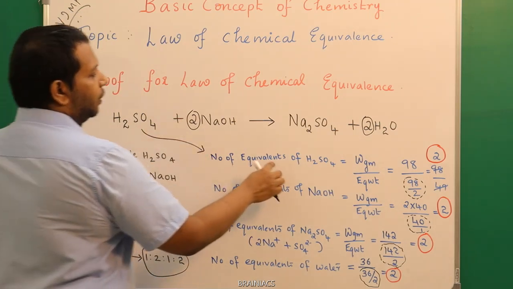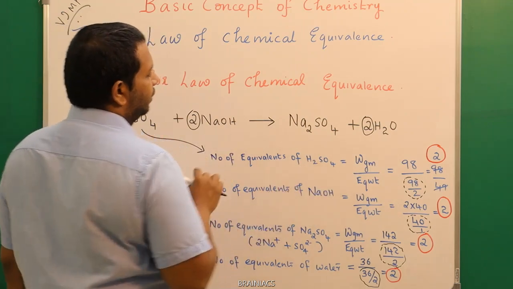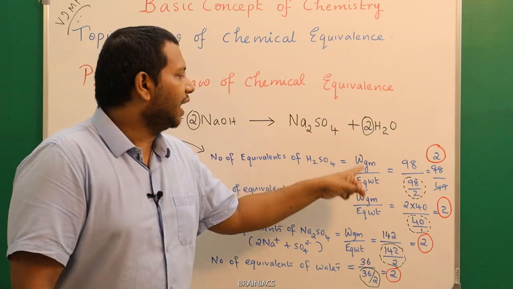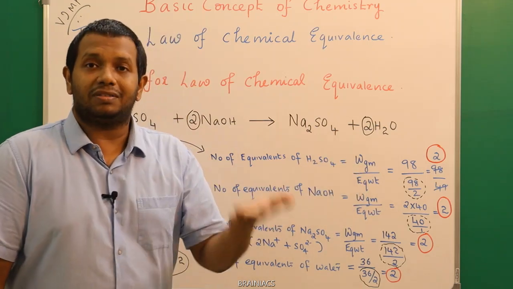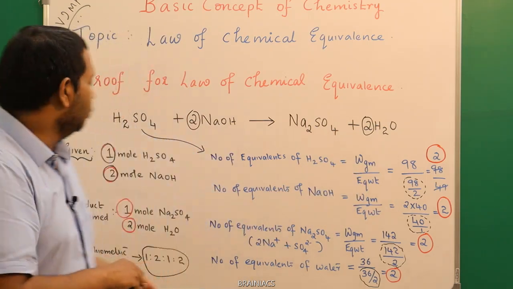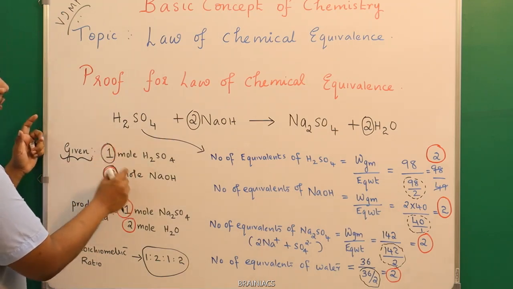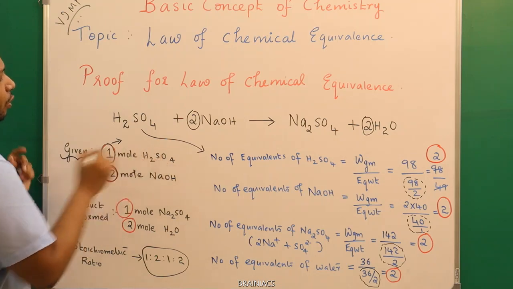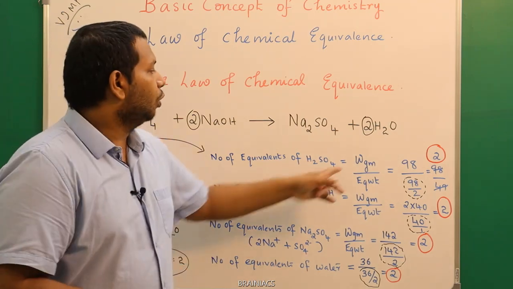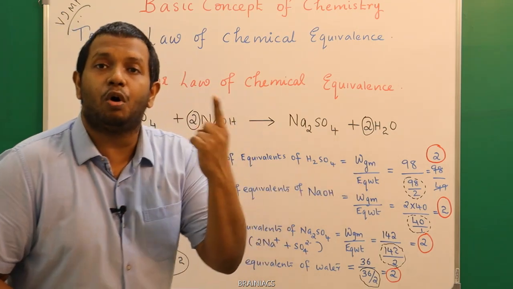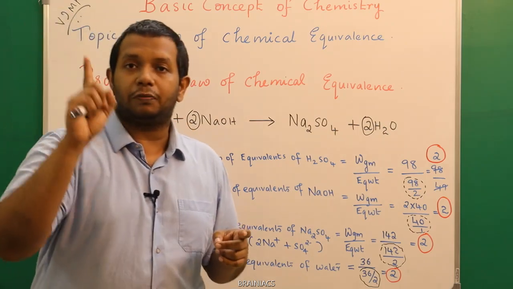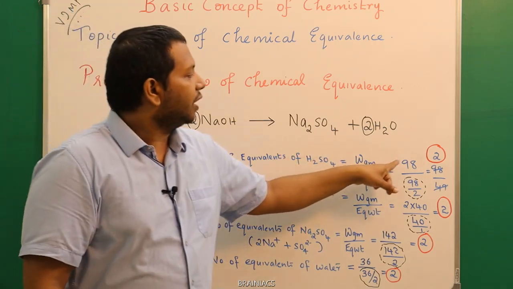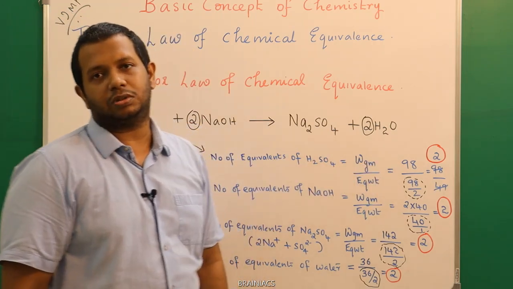The number of equivalents of H2SO4 is equal to, please remember the formula, weight in gram divided by equivalent weight. What is the weight in gram given to you for proceeding with the reaction? They have given you 1 mole of H2SO4. So what is the weight in gram of 1 mole of H2SO4? I know 1 mole of H2SO4 has a mass equal to molecular weight, so 98 gram, 98 is substituted here.